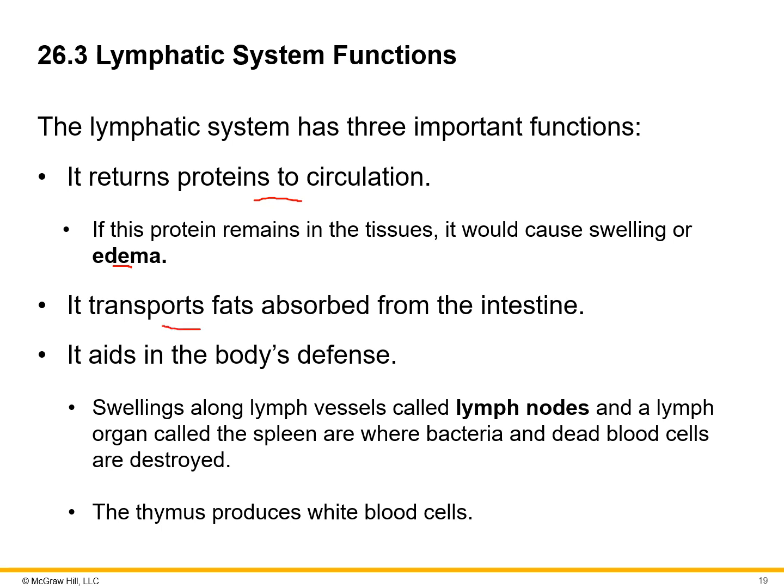It also helps transport fats that are absorbed from the intestines, and it's where a lot of our immune cells are, so the body defense. So again, those lymph nodes and lymph vessels, especially at the spleen, this is where the bacteria and the dead blood cells actually get destroyed. And the thymus is part of that, which produces the white blood cells that are needed for the immune system.